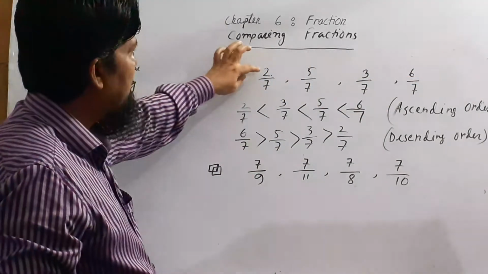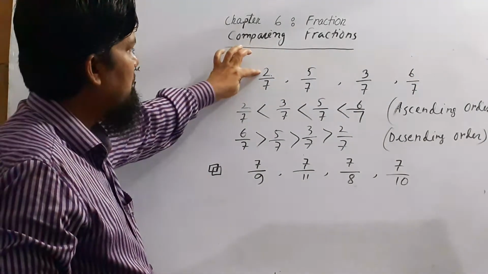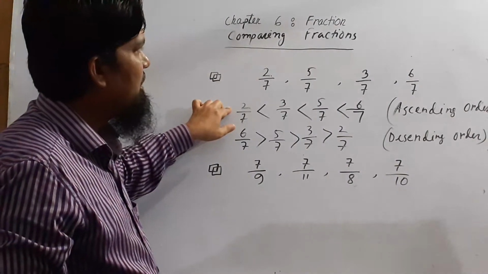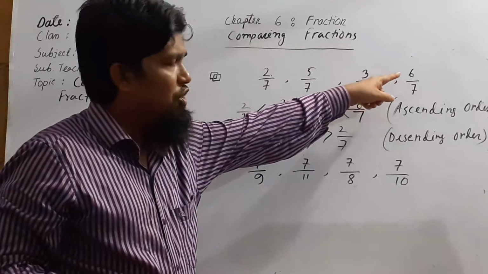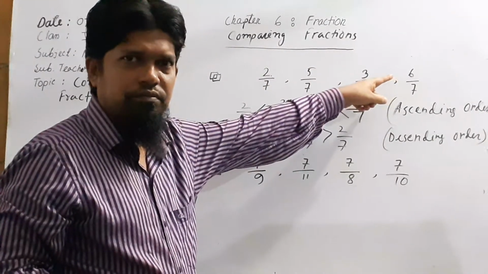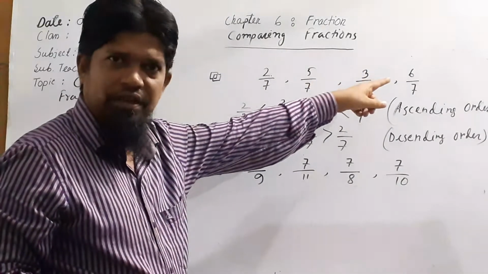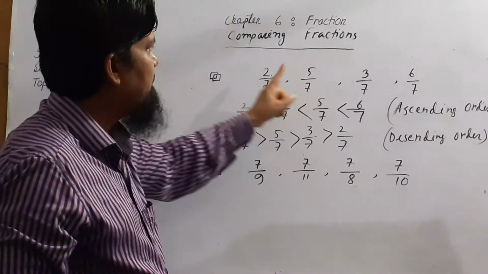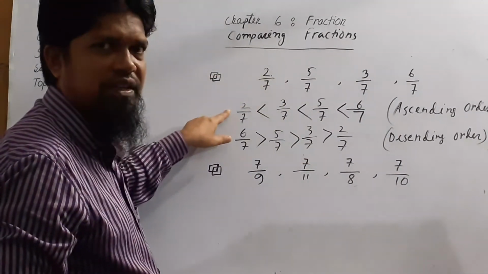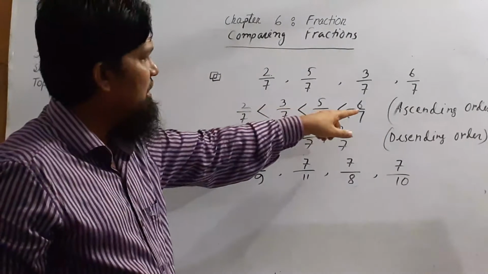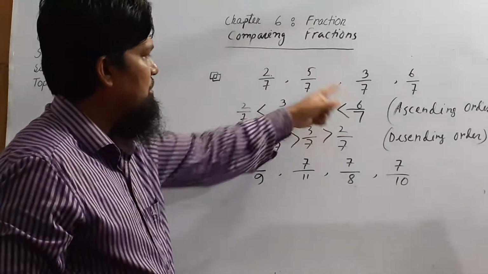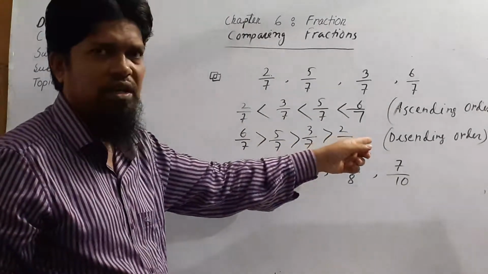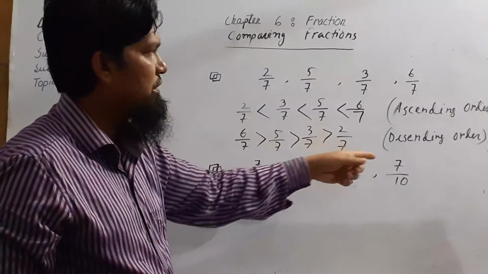So if the numerator is less, then the fraction will be less. If the numerator is greater, then the fraction will be greater. If the numerator is less, the fraction will be less. And this is ascending order, and this sign is the less than sign, and this is the greater than sign. Just from the opposite direction, I am arranging from greater to smaller. Okay.